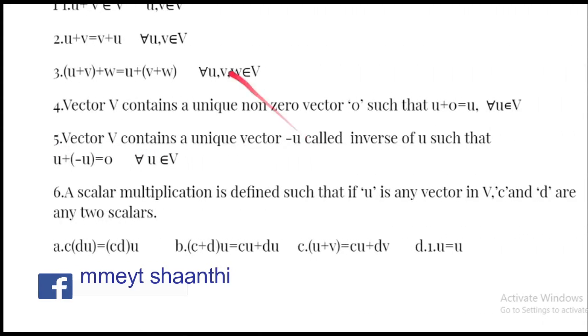Let's have the conditions. u plus v belongs to V. This is nothing but the closure property with respect to addition. Next, u plus v is equal to v plus u. It is nothing but the commutative property. Next, (u plus v) plus w is equal to u plus (v plus w). It is nothing but the associative property. Next, vector space V contains a unique zero vector 0 such that u plus 0 is equal to u for all u in V.